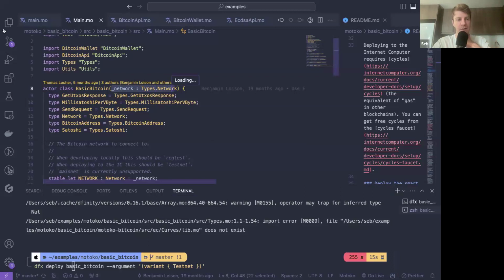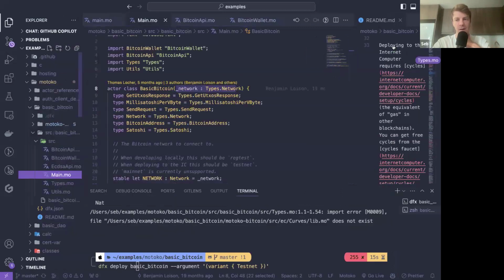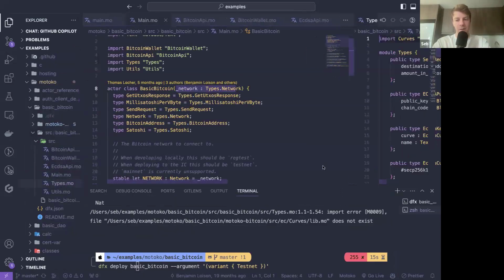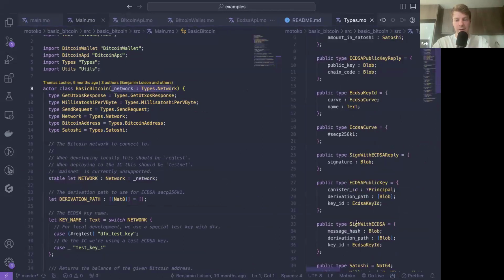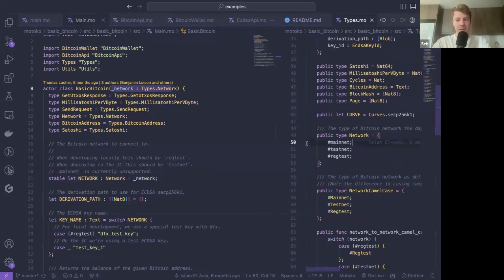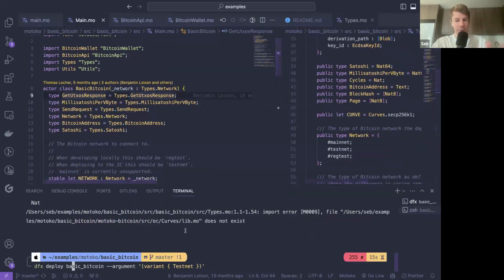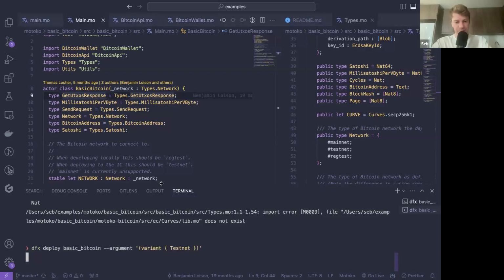So if we look at types, it's going to be the testnet or the mainnet. Yeah, mainnet, testnet, regtest. So it's here. Every time you deploy a canister, you can have arguments. And then when you want to deploy from dfx, you can use the argument flag and specify your arguments in the candid format. Be careful, it's candid format. And yeah, you can essentially provide arguments.